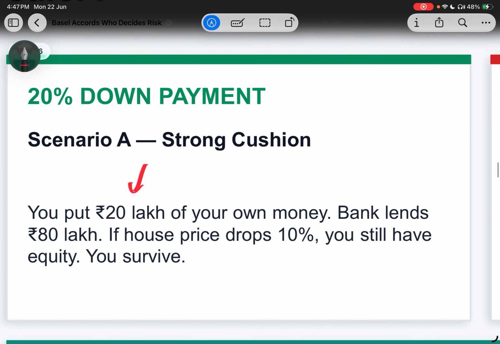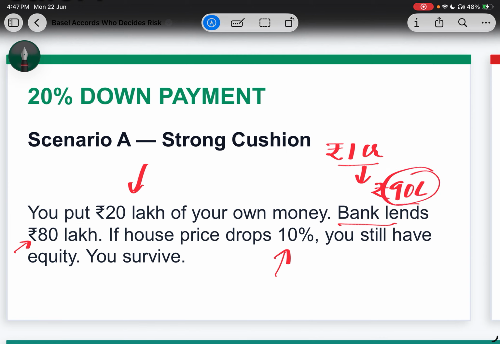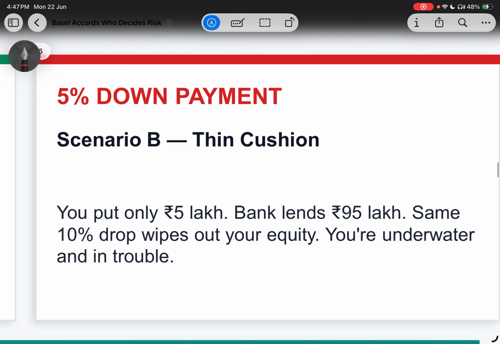Basically, what you do is you put 20 lakh of your own money. The bank would eventually lend you 80 lakhs. If the price of the house drops 10%, see, the price of the house is 1 crore, right? It's 1 crore. If it loses 10% of its value, it becomes 90 lakh rupees. But the bank gave you a loan of 80 lakhs, so it is still protected. It's still holding 90 lakhs of asset, right? So you basically survive. But what happens if the down payment was only 5%?